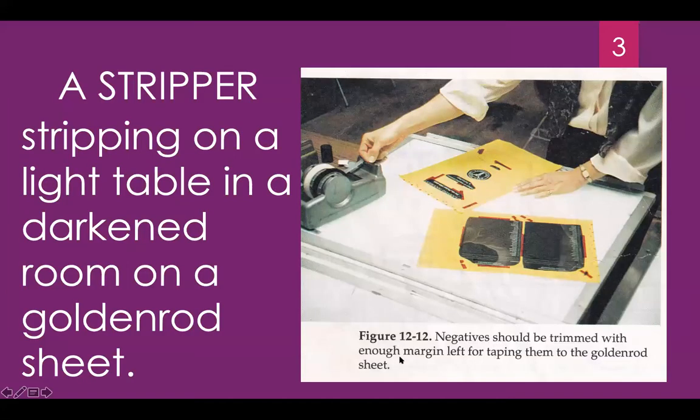So a stripper, here's a picture of them stripping. That's right. You joined my class to look at strippers. Isn't that great? So stripping on a light table. Light tables are necessary so you can see through the film negatives and understand what it is you're looking at.